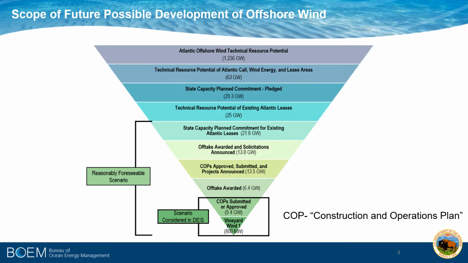The fifth bar from the top, and all those that follow below it, make up our reasonably foreseeable cumulative scenario. This includes any projects with awarded offtake, any projects that have entered or announced their intention to enter the permitting process, and of course any approved projects. Basically, if a project has a name, it is included. After considering all projects with awards, construction and operation plans, or that have been announced, there is still some state capacity left over that has not been awarded. This potential for additional future development beyond named projects is also accounted for and analyzed in this scenario.